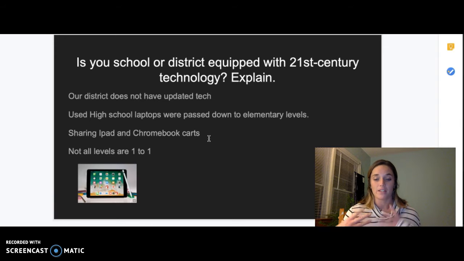The district has kind of said they're yours. You can use them however you'd like in your classroom, but don't expect anything to change on them because we're done with them. So that's kind of frustrating. So there's just certain things within our district that could be changed.